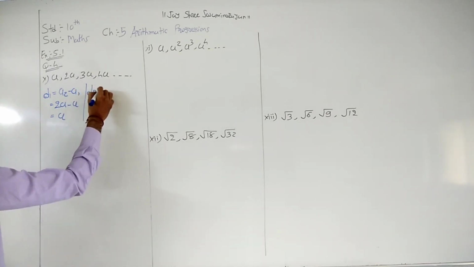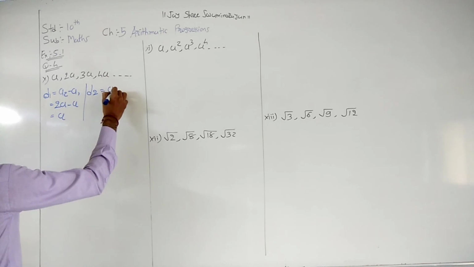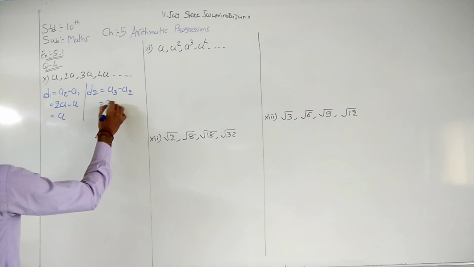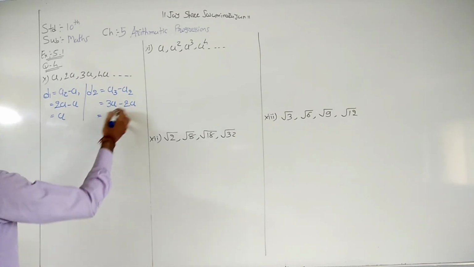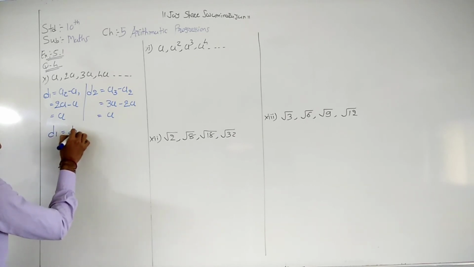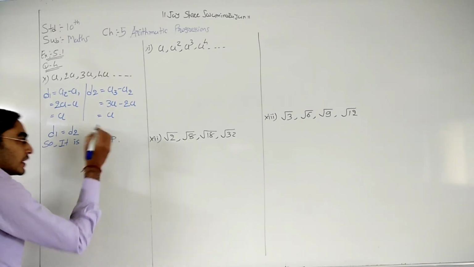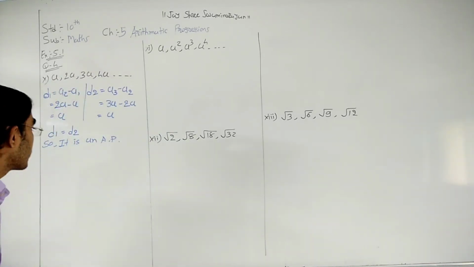Now find the second common difference, D2. It is third term minus second term, A3 minus A2. Here A3 is 3A minus A2, which is 2A. So again 3A minus 2A is A. So here we have the same common difference, right? A, 2A, 3A, 4A. So we can write D1 is equal to D2, so it is an AP. Here we got the same common difference, so we can say that this is an AP.